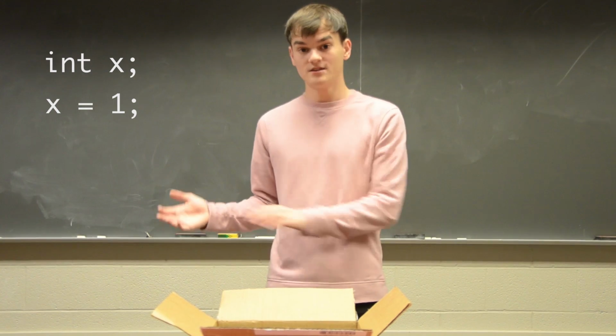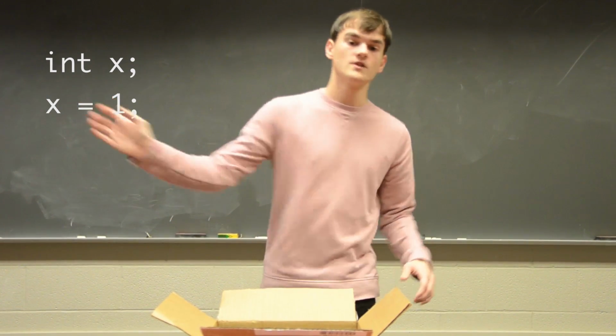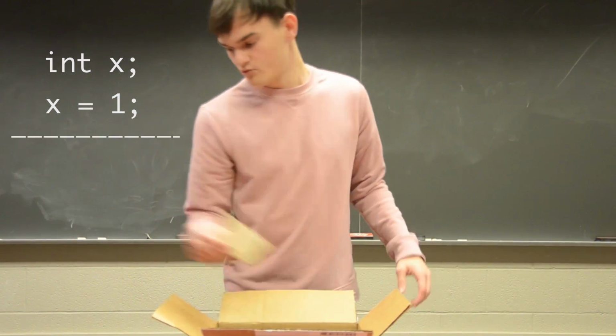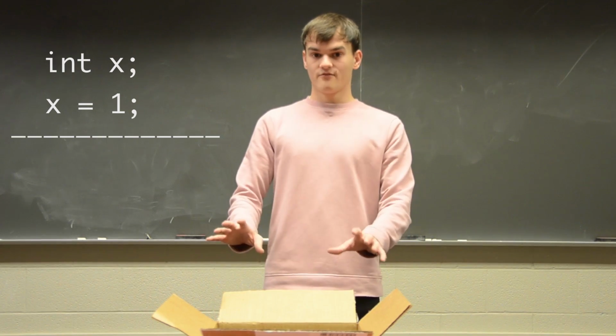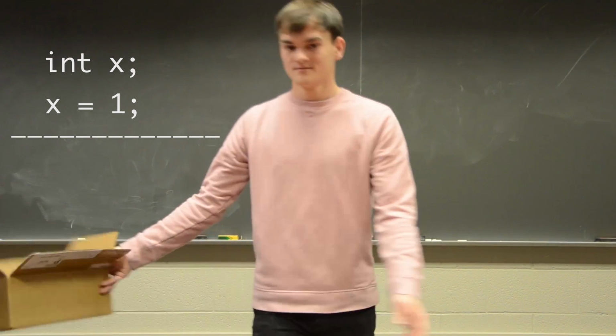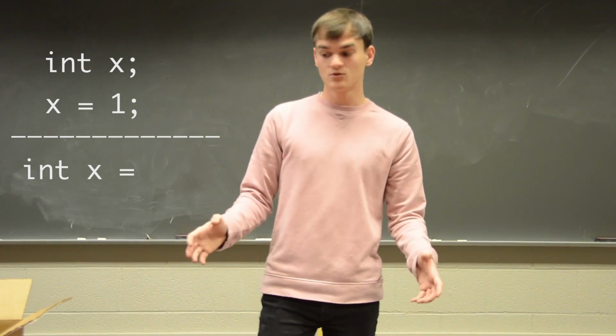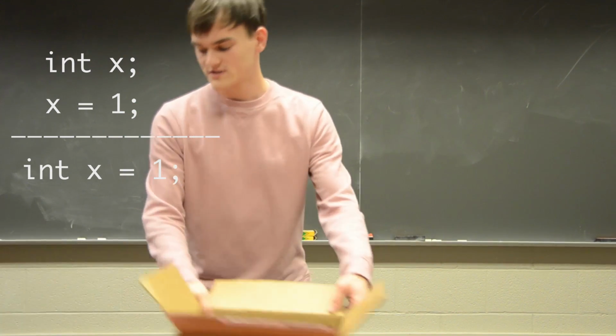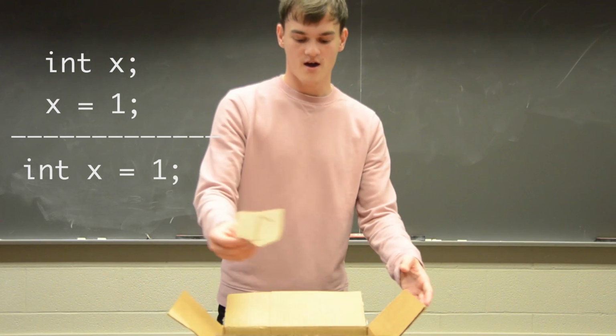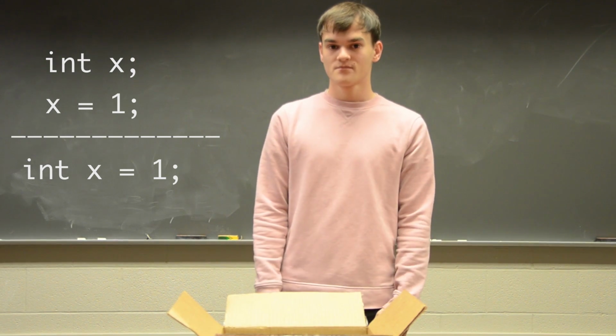And you can do that in 2 lines like we just saw, or you can do the whole thing in 1 line. So if we rewind, we have nothing to begin with. And then we can say int x equals 1, and that does both steps at the same time, sets up the box and puts 1 in it.